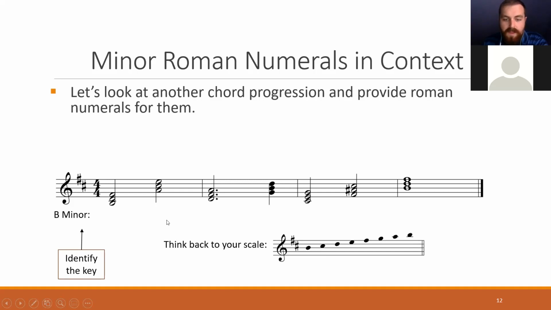Okay. Here's your scale. B, C sharp, D, E, F sharp, G, A, B. Try these chords first. 2 minutes. Try these first 3 chords out. No accidentals, so we're all good to go. You can just look at your scale, look at your scale degrees, look at your chord qualities, and add your Roman numerals. So 2 minutes, try this out.